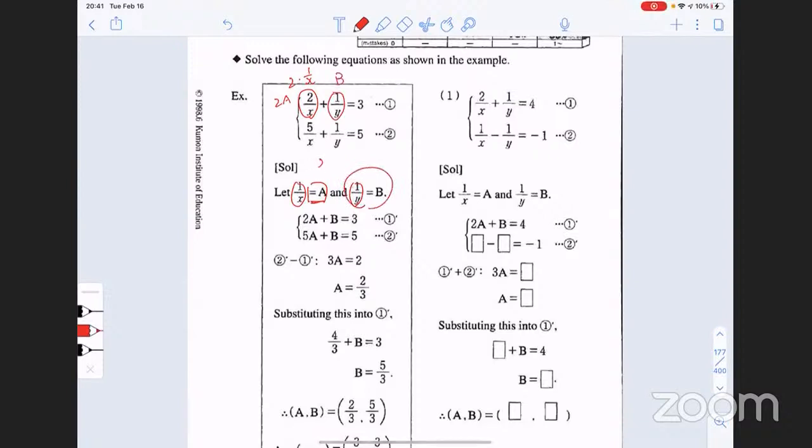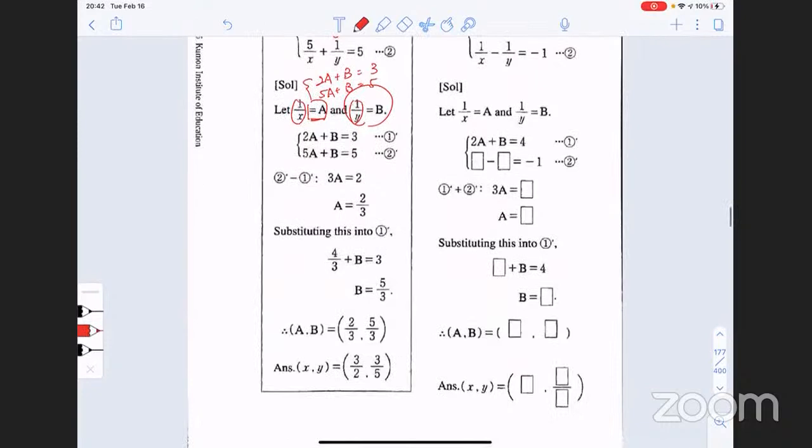So now the equation becomes 2a plus b is equal to 3, and then 5a plus b is equal to 5. And does this look familiar, right? It just looks like 2x plus y equal to 3, and 5x plus y equal to 5. And then you just use your traditional way of eliminating it, using equation number 2 subtracting equation number 1 to get rid of y. All right, you get 3x is equal to 2, so x is equal to 2 over 3.